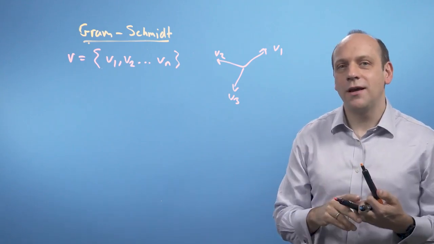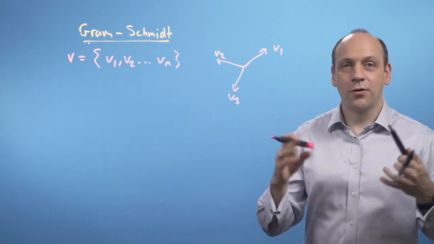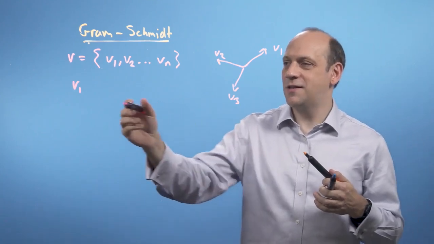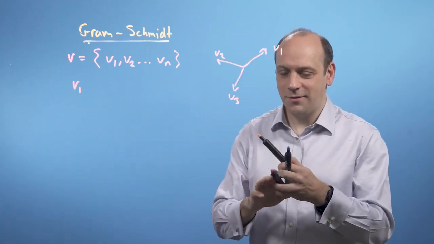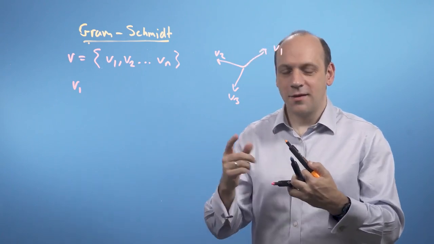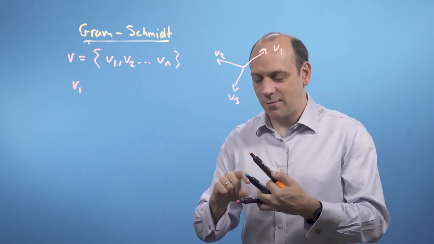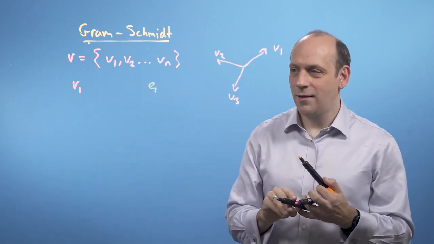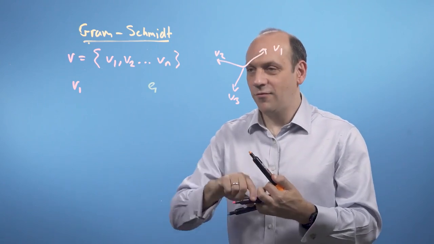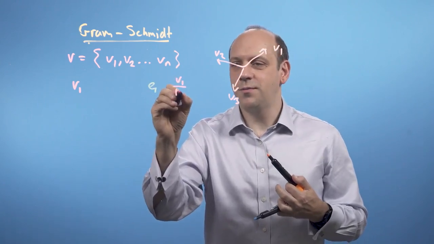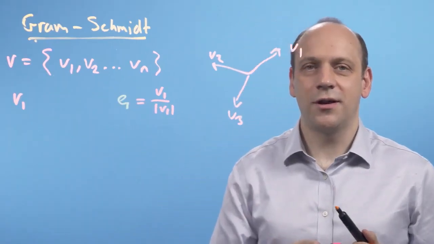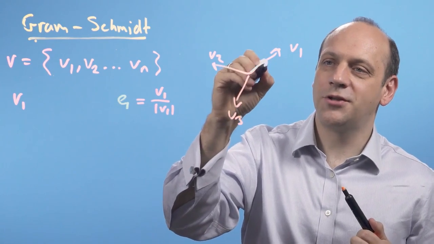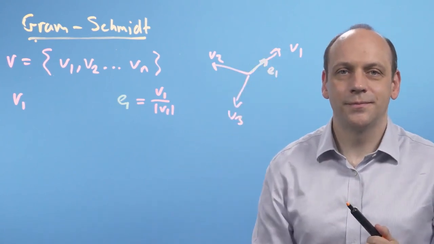Let's take arbitrarily the first vector in my set, call it v1. In this first step, she gets to survive unscathed. So we're just going to normalize her, and we're going to say that my eventual first basis vector E1 is going to be equal to v1 just normalized to be of unit length, just divided by its length. So E1 is just some normalized version of v1.